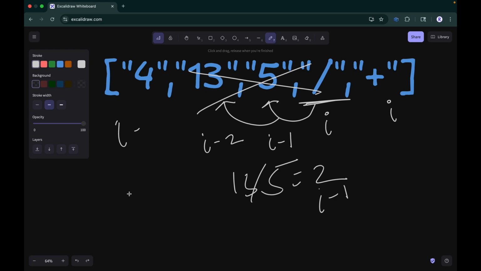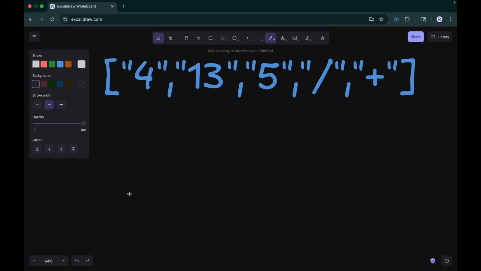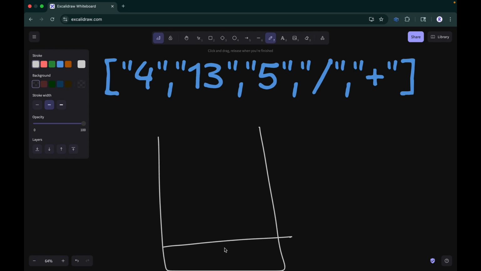And to adjust that, what we can do is use a stack approach. How would stack help us? Let's say we have a stack like this. So what we do is store numbers here. As and when we get numbers, we store it. So we get 4, 13, and 5. This stack will only contain the numbers. It won't contain any operations or operands as such.